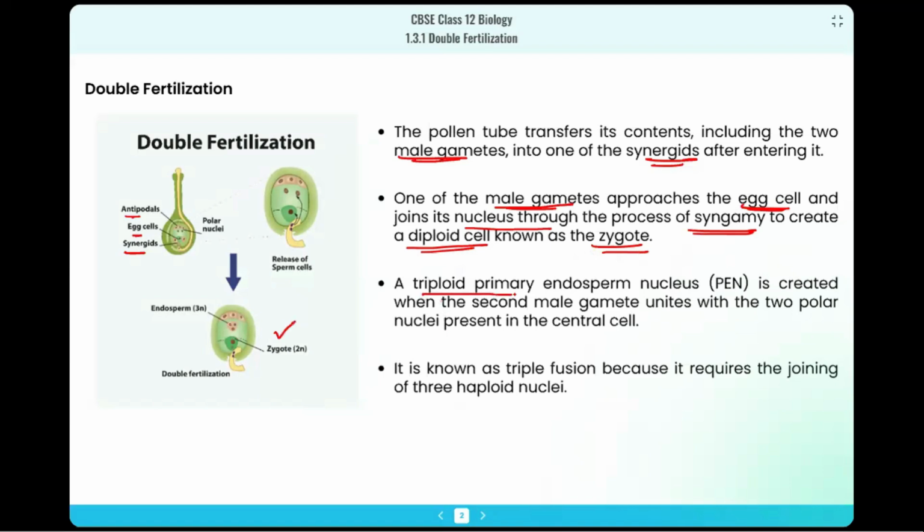And a triploid primary endosperm nucleus, that is also known as PEN, is created when the second male gamete unites with the two polar nuclei present in the central cell.